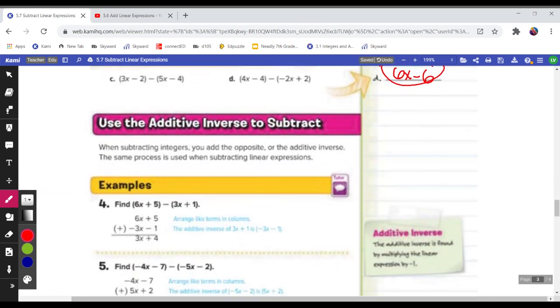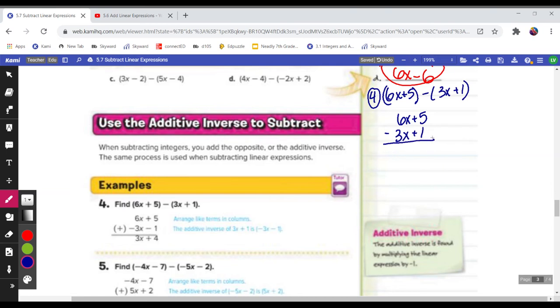So we're going to use the additive inverse to subtract as another means. So when subtracting integers, you add the opposite or the additive inverse. The same process is used when subtracting expressions. So for number 4, we have the quantity 6x plus 5 minus the quantity 3x plus 1. We're going to set this up like a vertical subtraction problem.